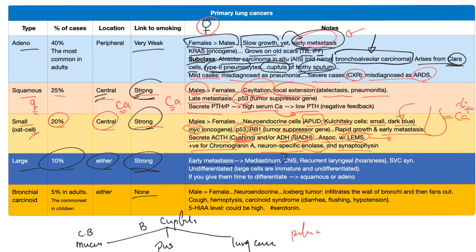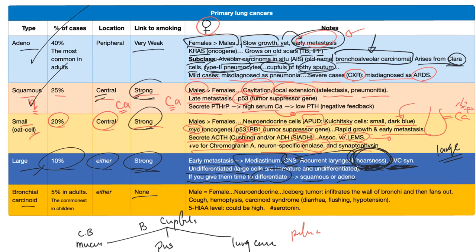Large cell cancer, 10%, could be central or peripheral, associated with smoking. Early metastasis, it loves going to the mediastinum, to the brain, to the recurrent laryngeal nerve, causing hoarseness. So a patient who has cough, dyspnea, and hoarseness, please be very careful. This could be lung cancer. Superior vena cava syndrome, as we'll discuss later. Undifferentiated, these cells are large, and as you know, if you have watched my videos on leukemia, large cells are immature, and this was the difference between chronic leukemias and acute leukemias. But if you give them time to differentiate, they will differentiate into squamous cell carcinoma or adenocarcinoma.